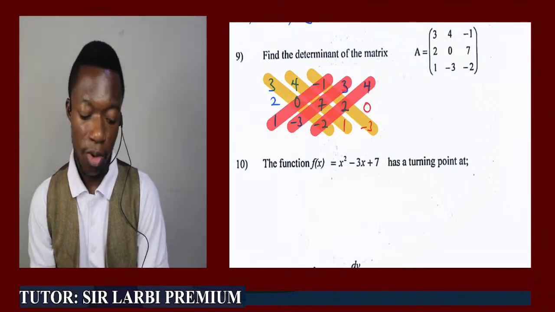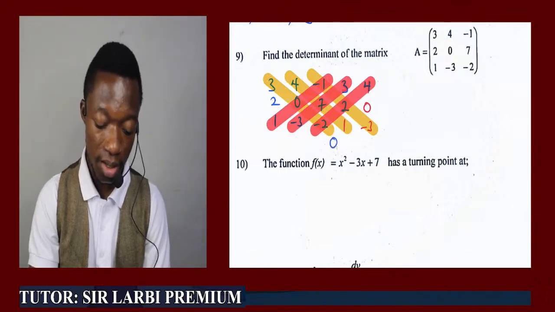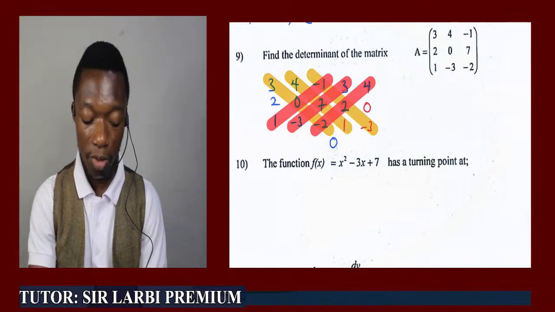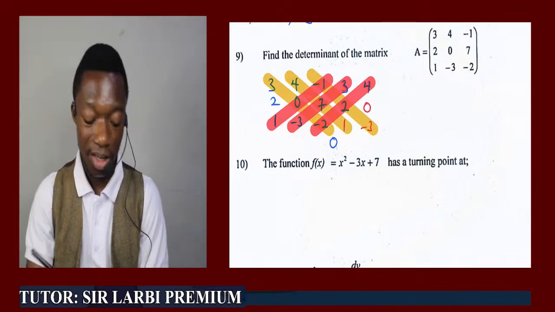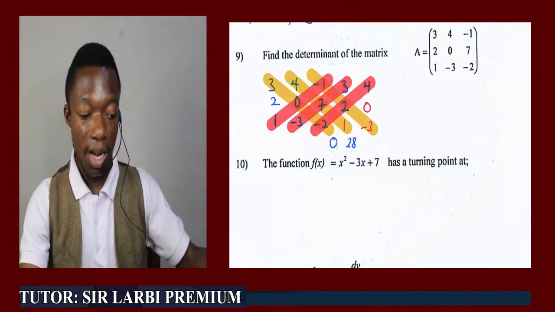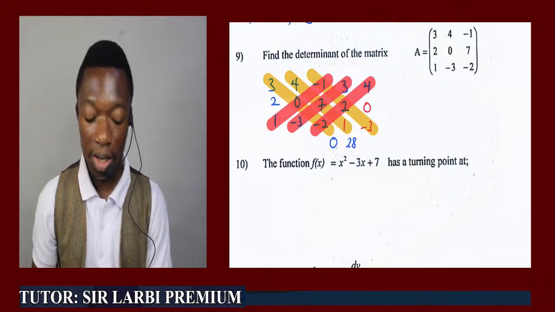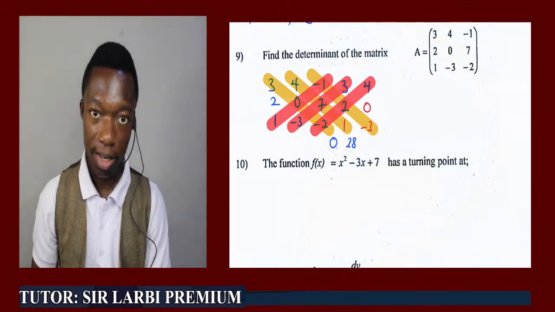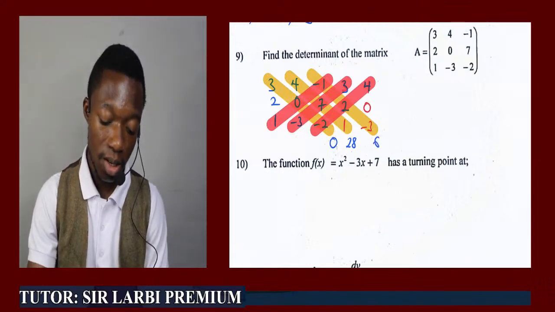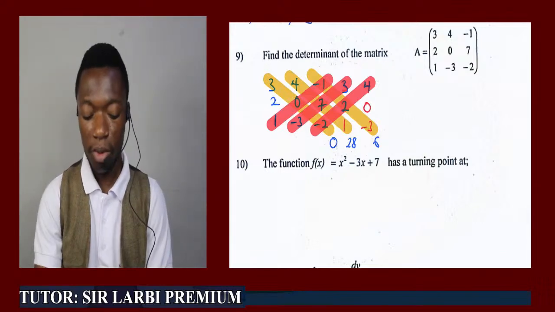So we flow: 3 multiplying 0 multiplying negative 2 gives 0. Then 4 multiplying 7 multiplying 1: 4 times 7 is 28, 28 multiplying 1 is still 28, so we have 28 here. Then negative 1 multiplying 2 multiplying negative 3. Here we are getting positive 6. Once you are done with the downward product arrows, we move on to the upward one.